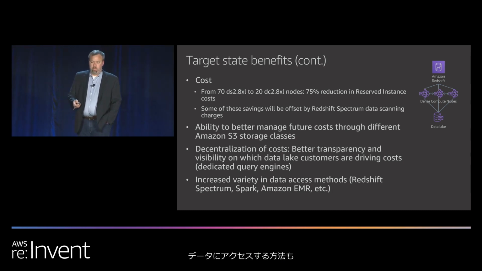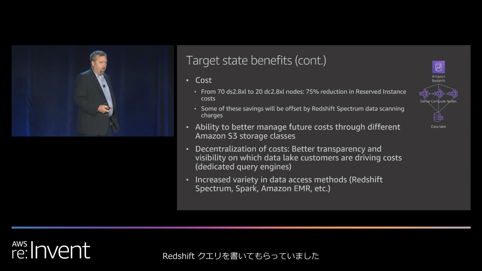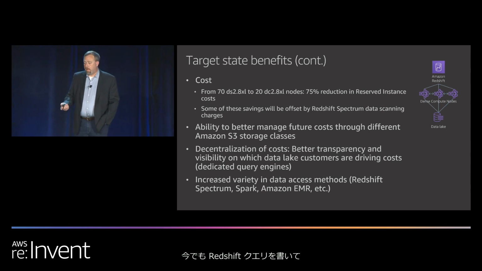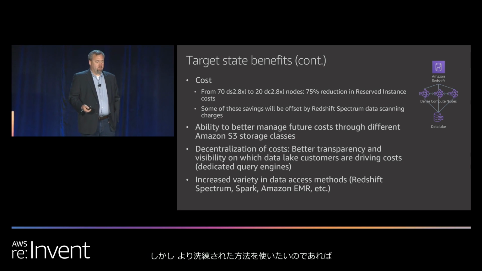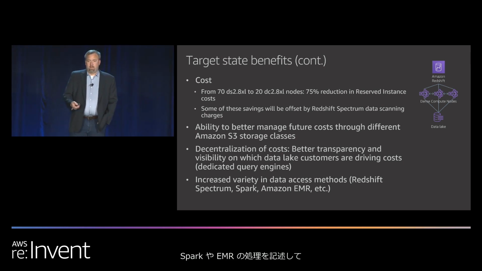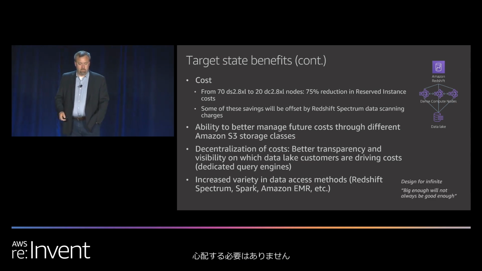We also have a greater variety in methods by which we can access our data. Previously, if somebody wanted to access our data, we would tell them to write a Redshift query. Well, today, they still can write a Redshift query and run it through Spectrum, but if they want to do something more sophisticated, then they can write a Spark process or an EMR process to run against that data. And they can do that without us worrying about them creating contention with our reporting and billing processes.